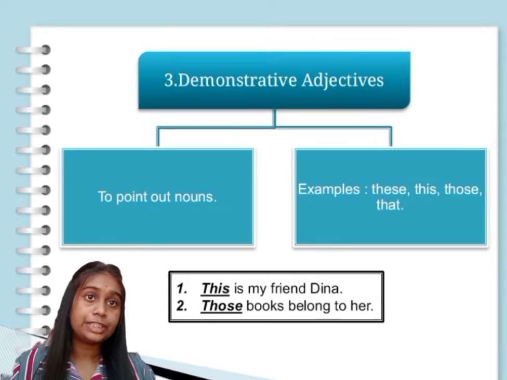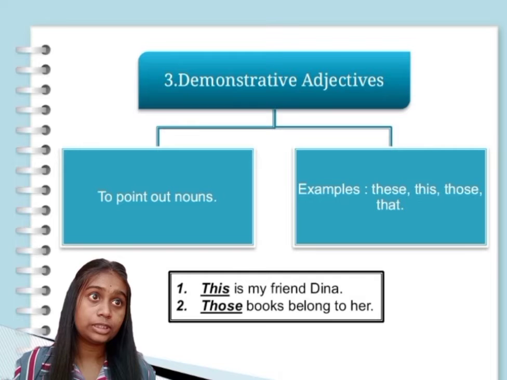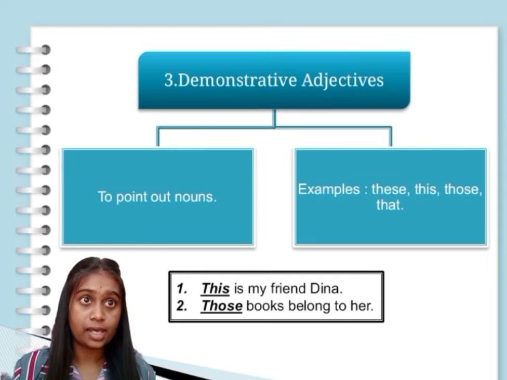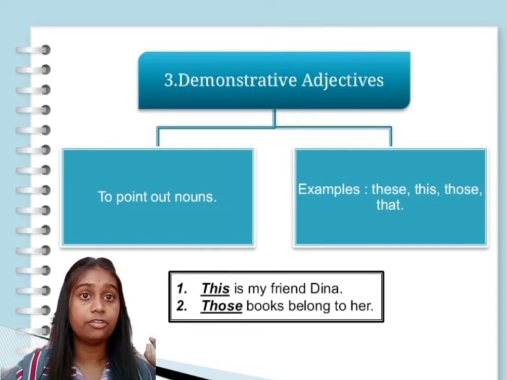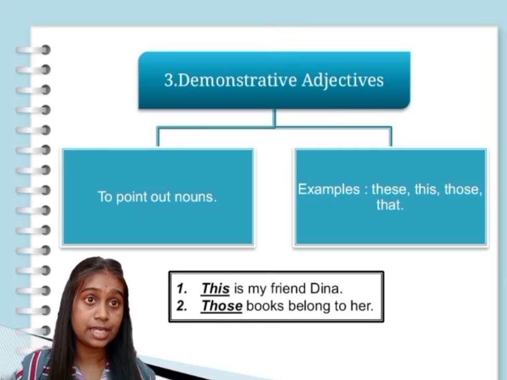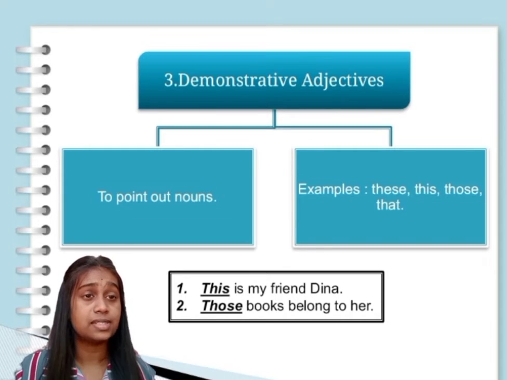What is a demonstrative adjective? A demonstrative adjective is an adjective used to point out the noun, such as the position of something or someone in space or time. The most common demonstrative adjectives are this, these, those, and that. For example: This is my friend. Those books belong to her.